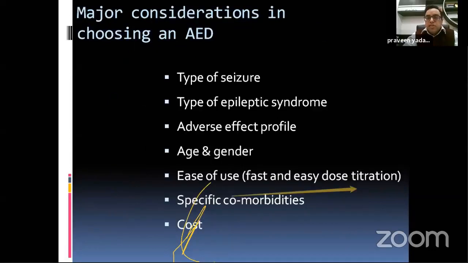So the major considerations are the type of the seizure. Whether it's a focal seizure or a generalized seizure, whether the patient is fitting into an epilepsy syndrome: JME, West syndrome, absence, childhood absence or juvenile absence epilepsy, whether it's Dravet syndrome, whether it's LGS, whether it's an idiopathic generalized epilepsy.